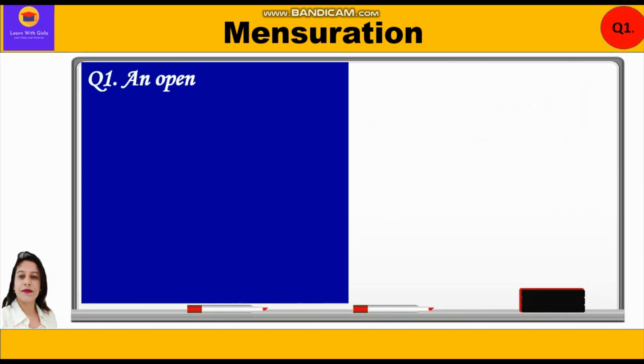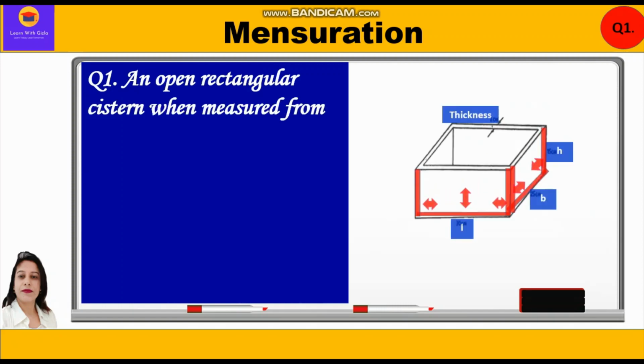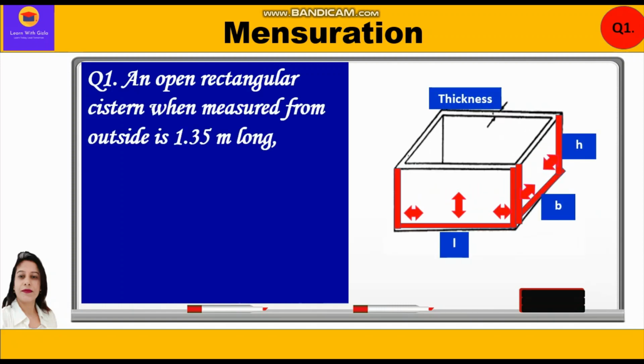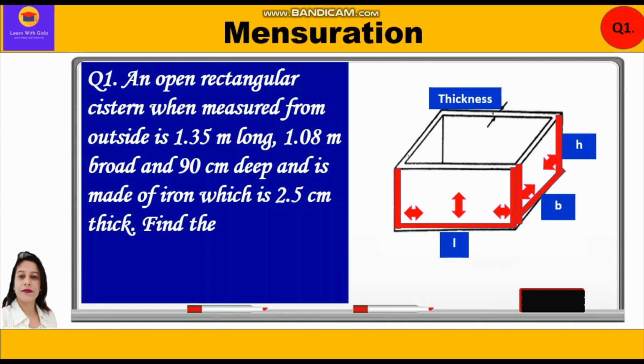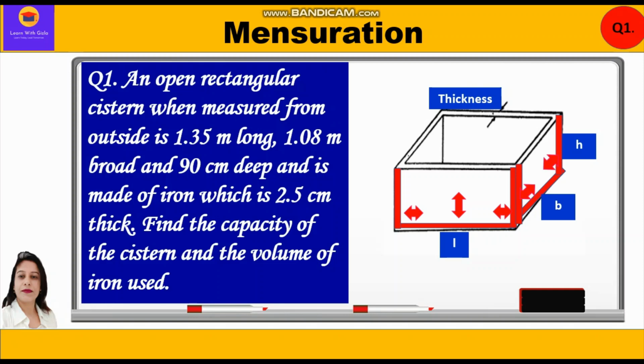An open rectangular cistern when measured from outside is 1.35 meters long, 1.08 meters broad and 90 centimeter deep and is made of iron which is 2.5 centimeter thick. Find the capacity of the cistern and the volume of iron used.